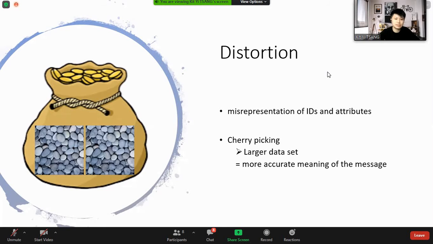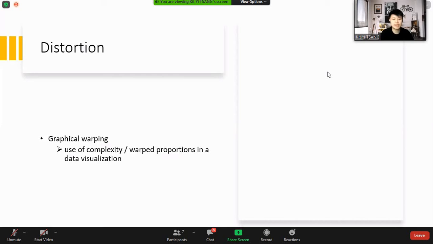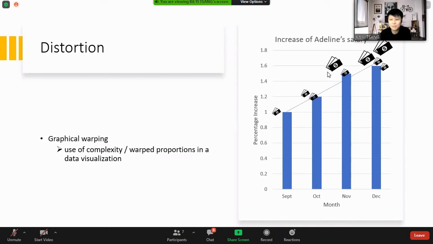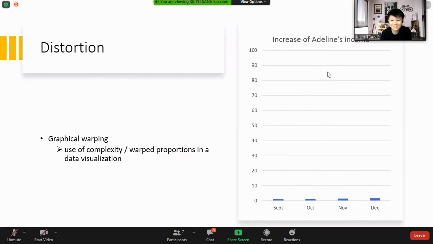The second technique is graphical warping, which means that we are trying to present data in a complex way. In other words, we are trying to create confusion, like playing a magic trick. Let's say we want to know the increase of Adeline's salary in the past few months. Here's a graph. It looks great, right? It keeps going up rapidly. But if we put it into a larger scale from 0 to 100%, I don't think Adeline will be satisfied with the increase of her salary. If we apply the same concept to process users' data, we can protect it.